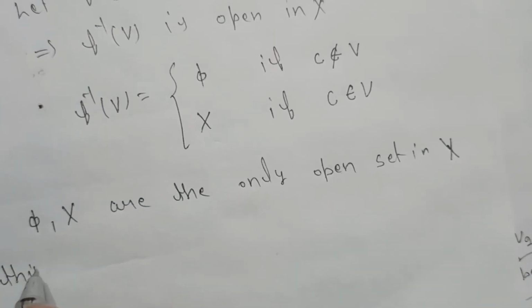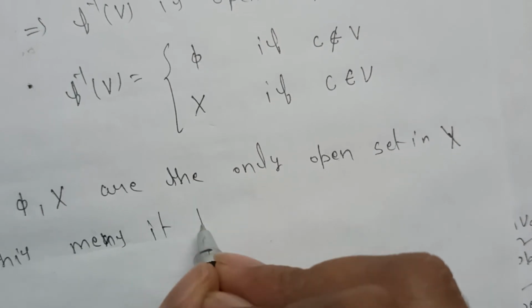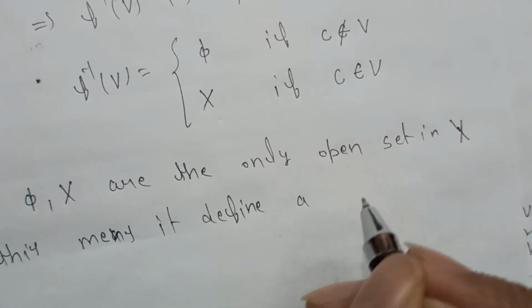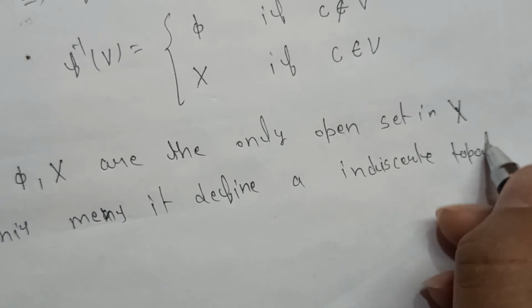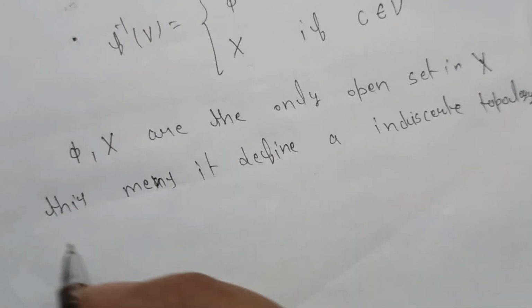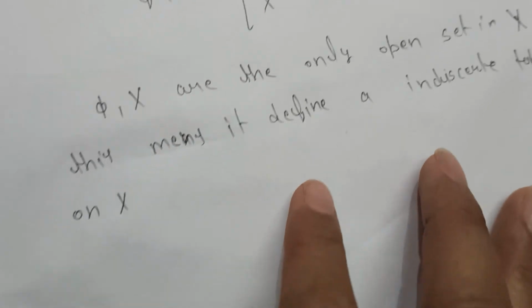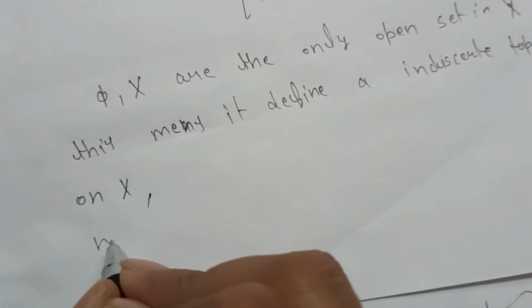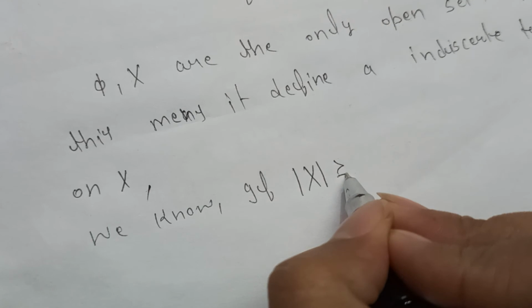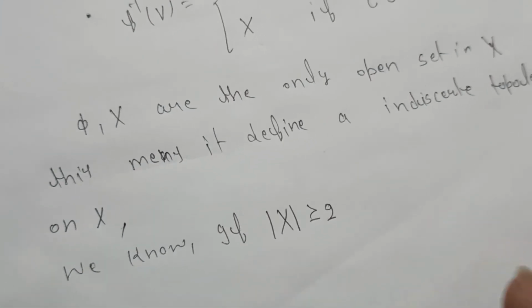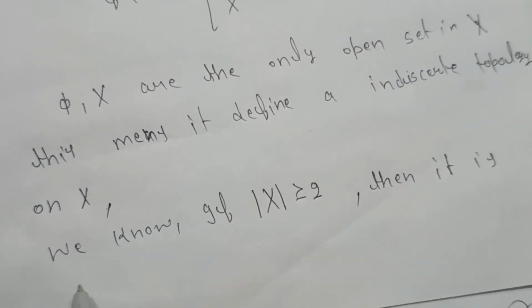This means it defines an indiscrete topology on X. It defines an indiscrete topology on X, and we know that if the cardinality of X is greater than or equal to 2, then it never becomes Hausdorff. Then it is not Hausdorff.